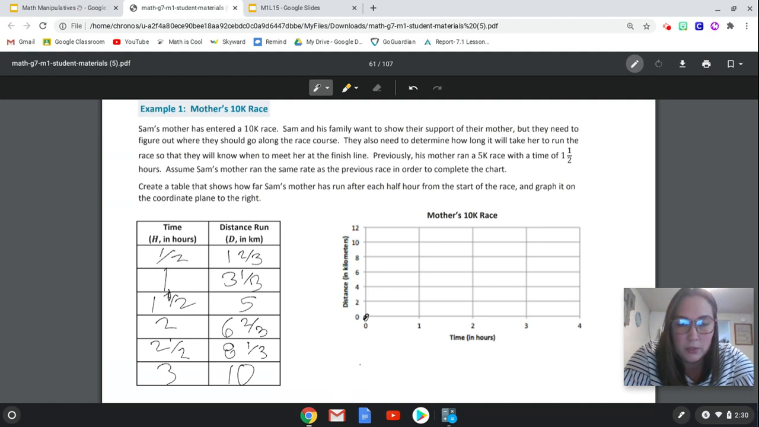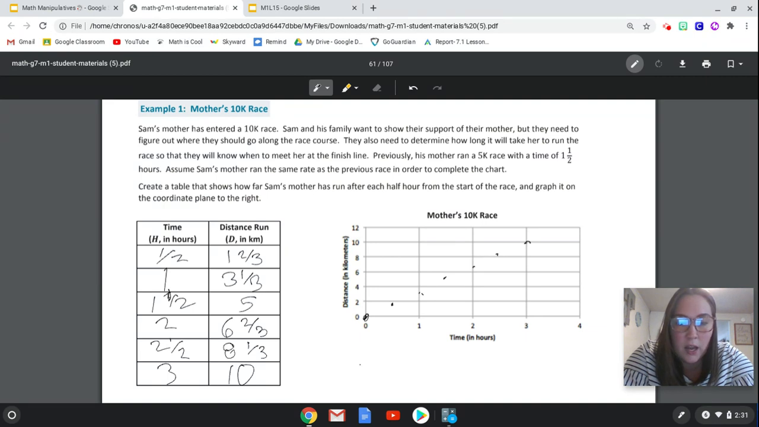So I'm going to go to half because that's my h. And then I'm going to go up to 1 2/3. So that's almost here at 2. I'm going to put a point. Then I'm at a 1. And then I see that that goes up to 3 1/3. So I'm going to go like halfway and a little up. Okay. 1.5 to 5. Then 2 to 6 2/3. And then 2.5 to 8 1/3. And then 3 to 10.